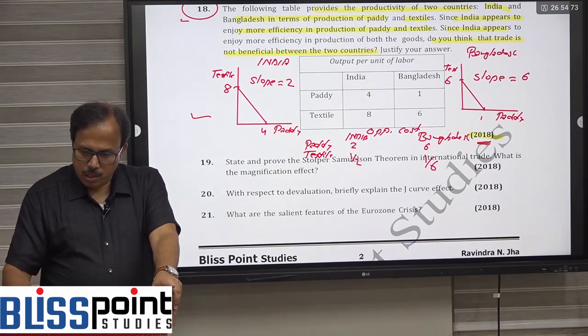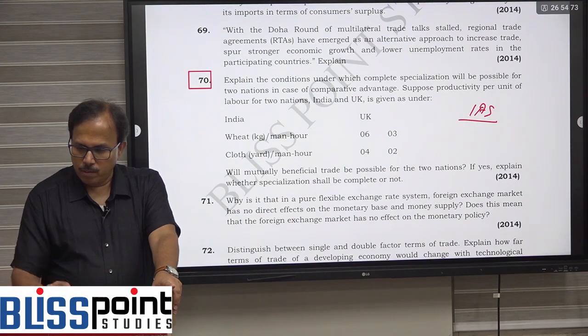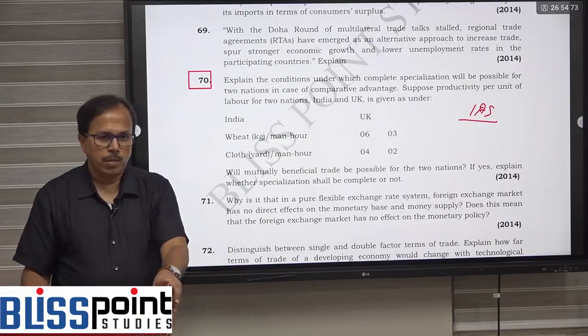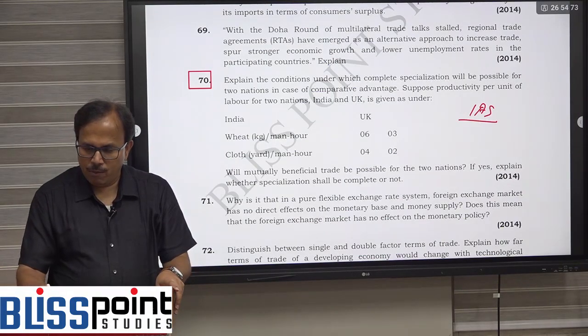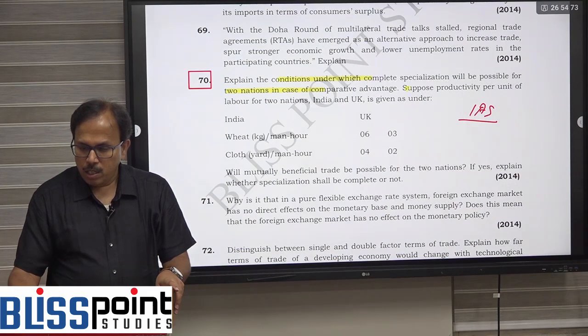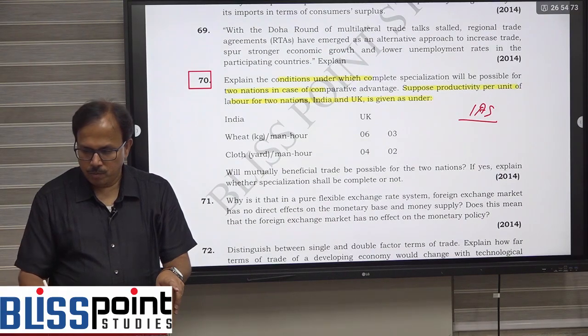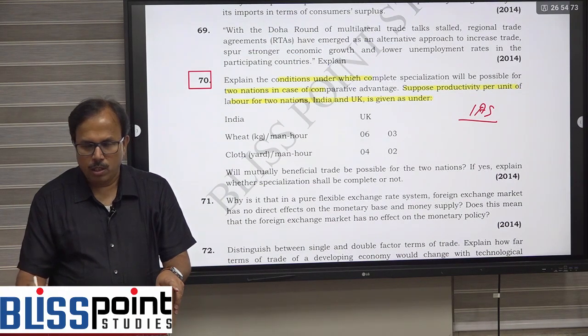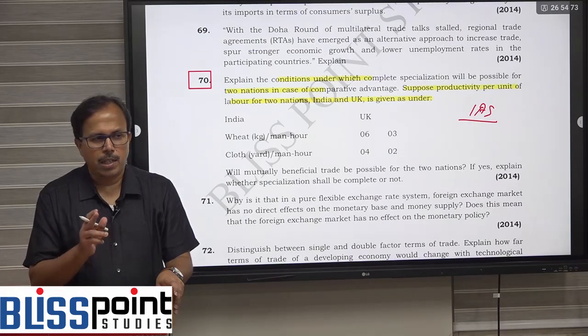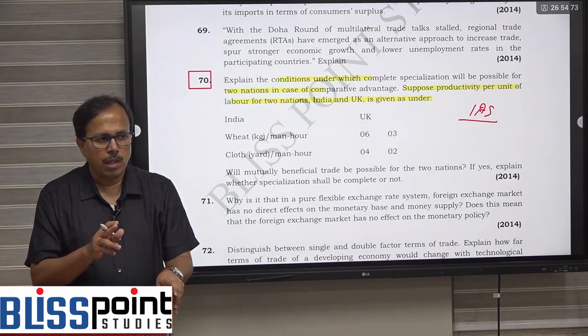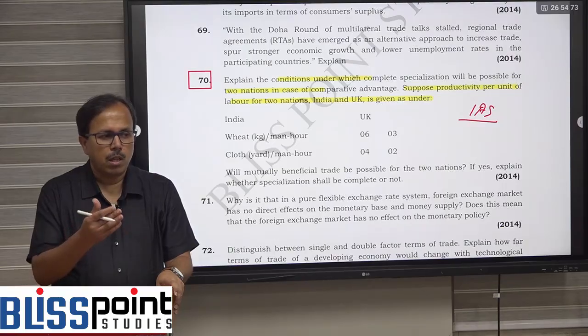See this question, second question, question number 70. Read this question again. Explain the condition under which complete specialization will be possible for two nations. We'll explain this separately. Just suppose productivity per unit of labor for two nations, India and UK, is given. Productivity per unit of labor, that is, one labor can produce how much quantity.